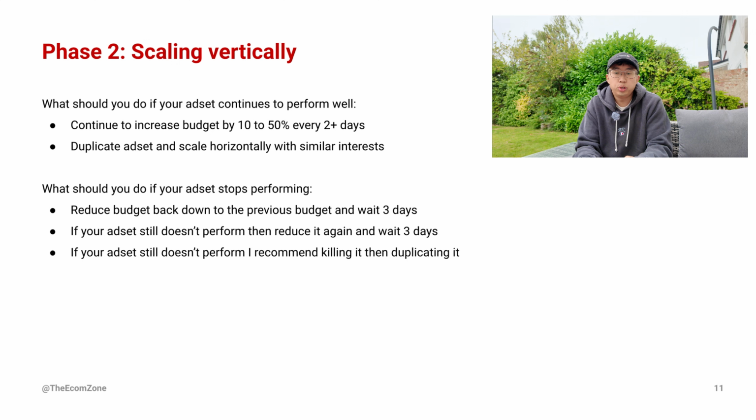So what should you do if your ad set continues to perform well after you raise the budget from $5 to $7? Well, it's simple. Just continue to increase budgets by 10 to 50% every 2 days. And also duplicate more and test new interests like before.